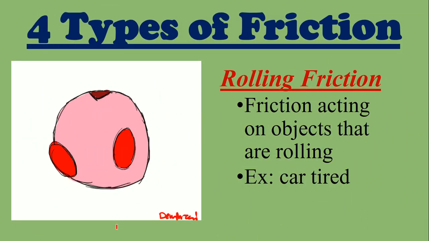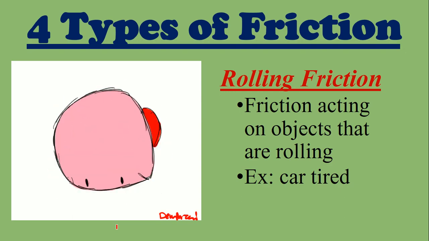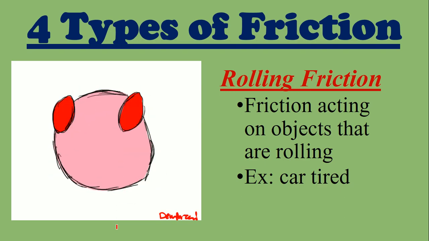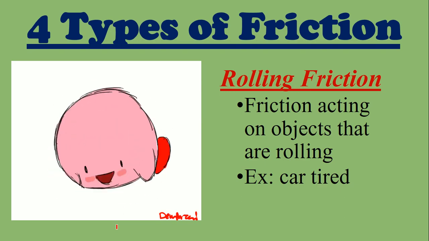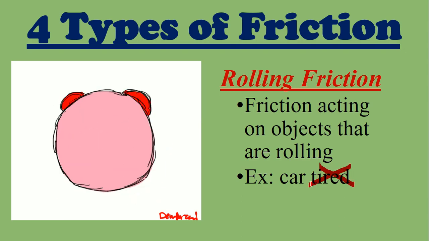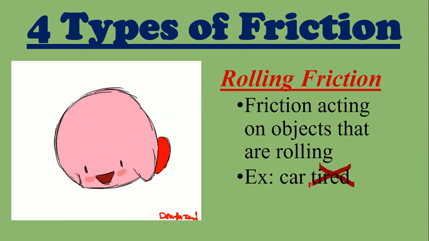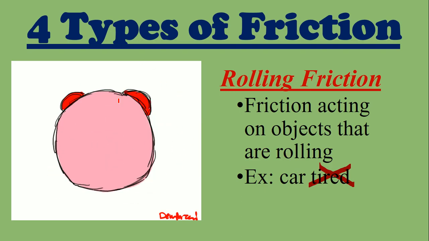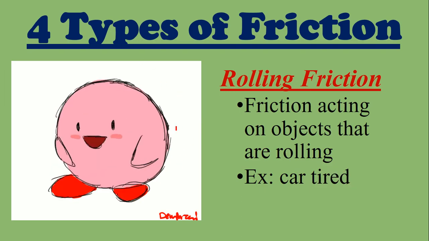The third type of friction is called rolling friction. This is friction of objects that are rolling, like a car tire. I can't believe I still misspelled that. Ignore my spelling there. I'm a horrible speller, or spell check doesn't check stuff. Or like this Kirby picture of it rolling.